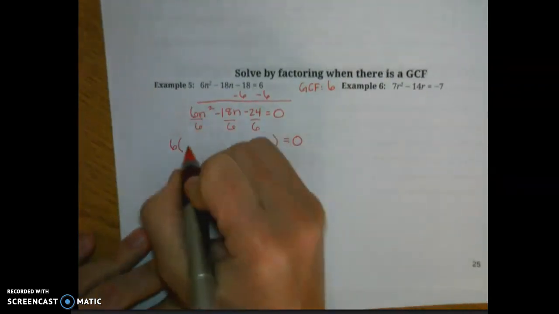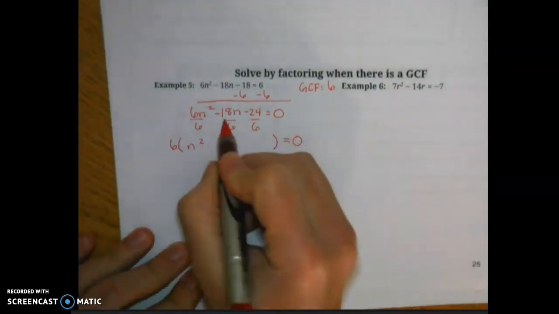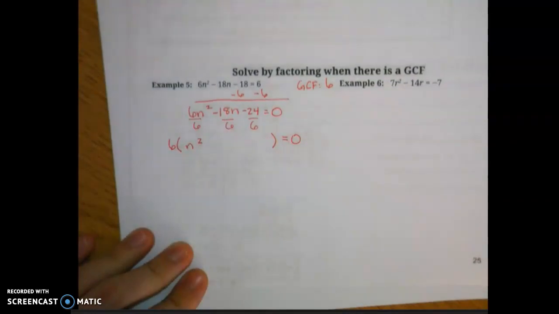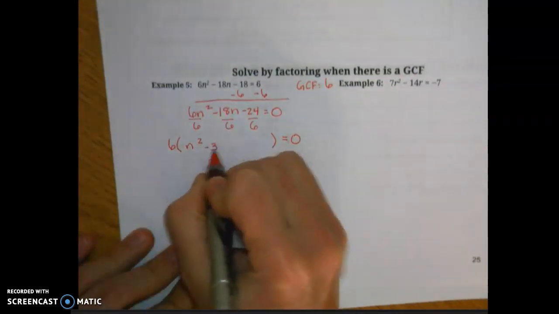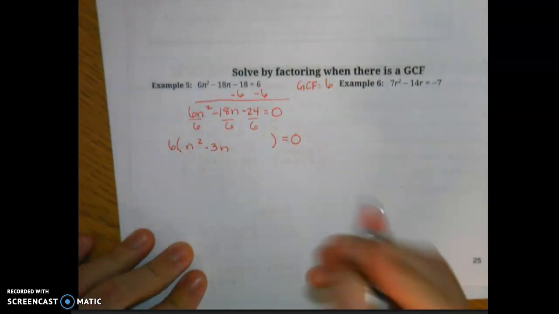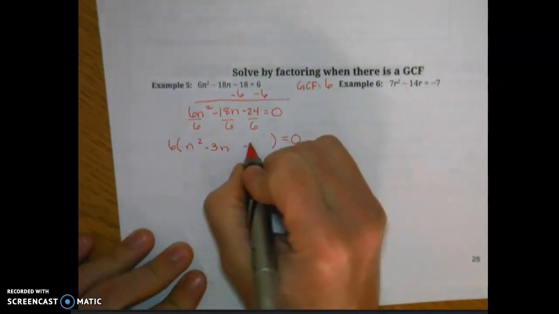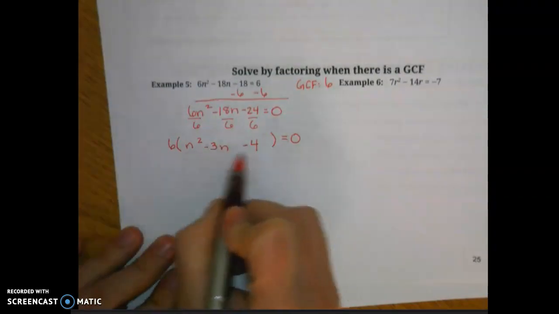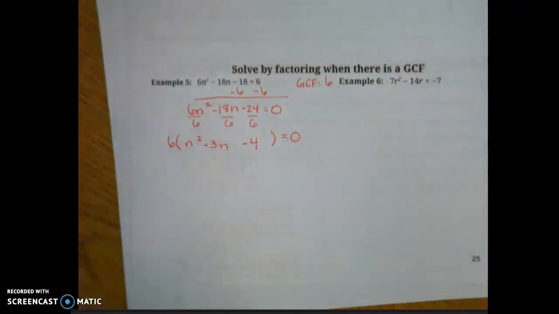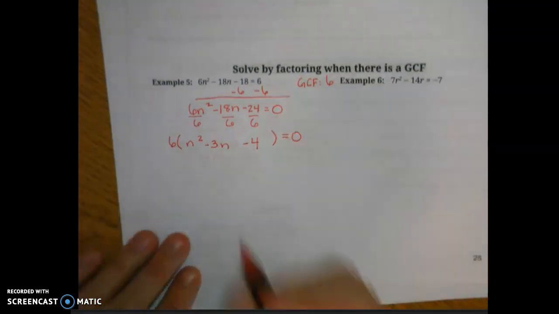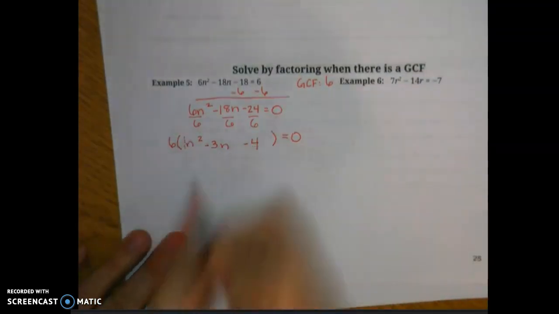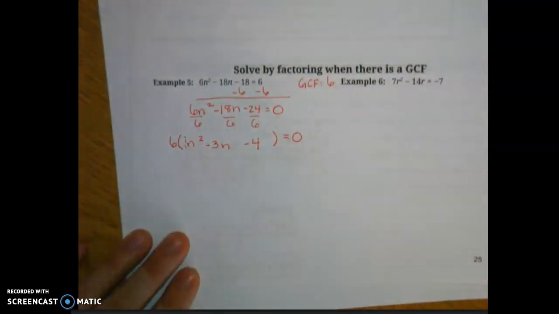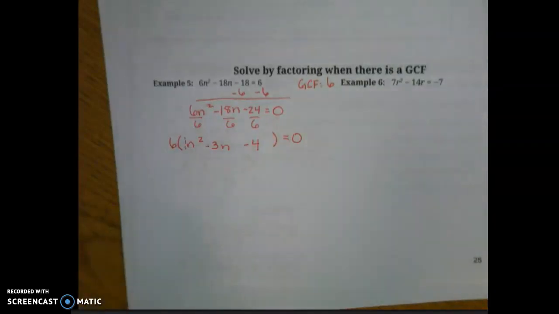6n squared divided by 6 is n squared. Negative 18n divided by 6 is negative 3n. And negative 24 divided by 6 is negative 4. Okay, so now I'm going to take this trinomial inside the parentheses, and I'm going to try to factor that. So it should be a little bit easier now that the new a value is 1 instead of 6. It's easier to factor when a is 1.